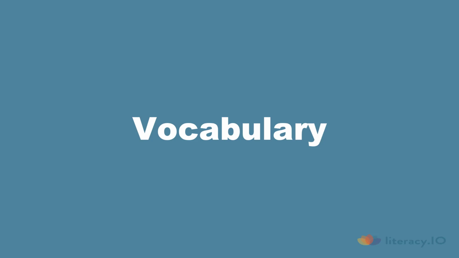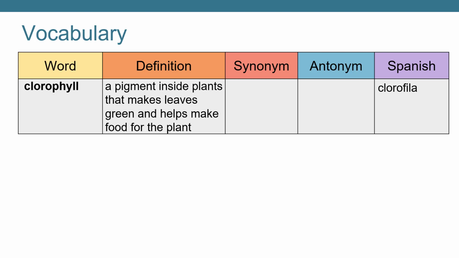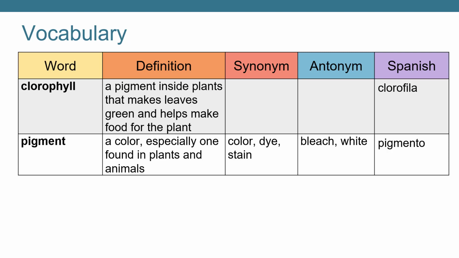Before we begin reading, let's go over some important vocabulary that will help us better understand the passage. Our first term is chlorophyll. Chlorophyll is a pigment inside plants that make leaves green and helps make food for the plant. There really aren't any synonyms or antonyms for this word. In Spanish, it's clorofila.